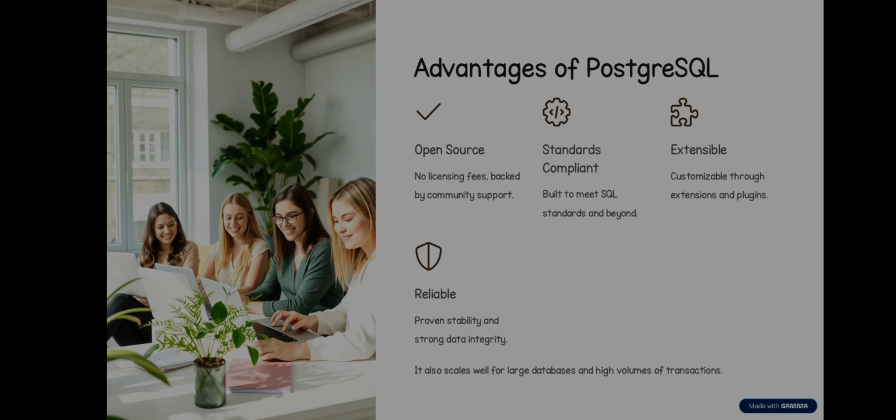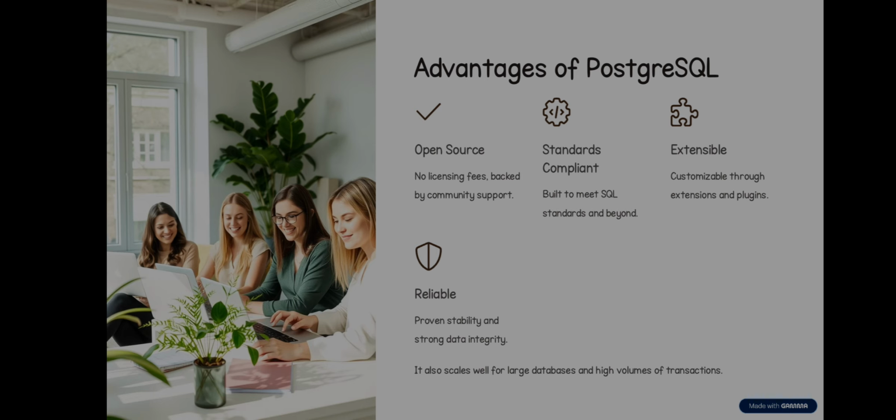Advantages of PostgreSQL. Open source, no licensing fees, backed by community support. It is open source and is available freely on any website, and we do not have to pay any money or charges to buy PostgreSQL. We can directly download it and use it at our convenience.